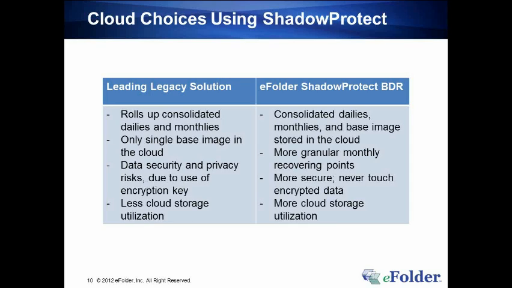And one of the things that vendor decided to do was to try to reduce the amount of cloud storage utilization by rolling up the consolidated dailies and monthlies that you would be backing up to the cloud into the base image on a nightly basis. The desire to do that is to reduce the overall cloud storage utilization, but the challenge of doing that is that vendor, to actually accomplish that task, needed to have access to the encryption key from all of their partners in order to do that roll-up exercise in the cloud.